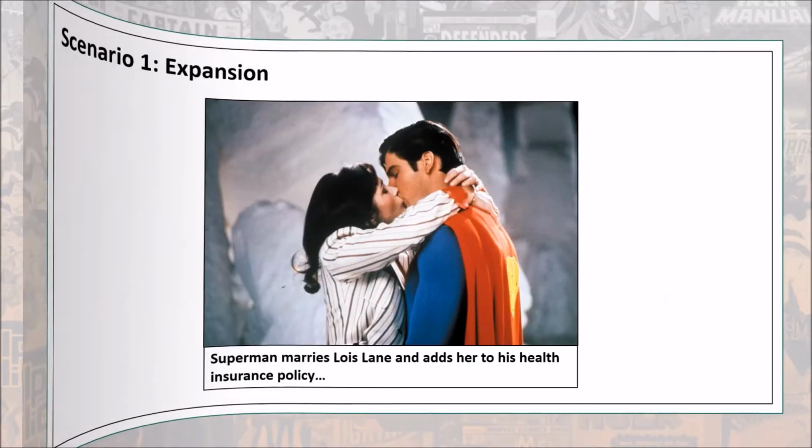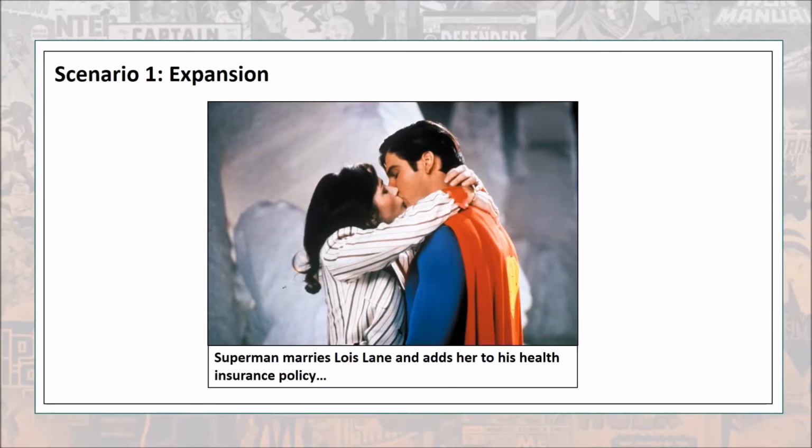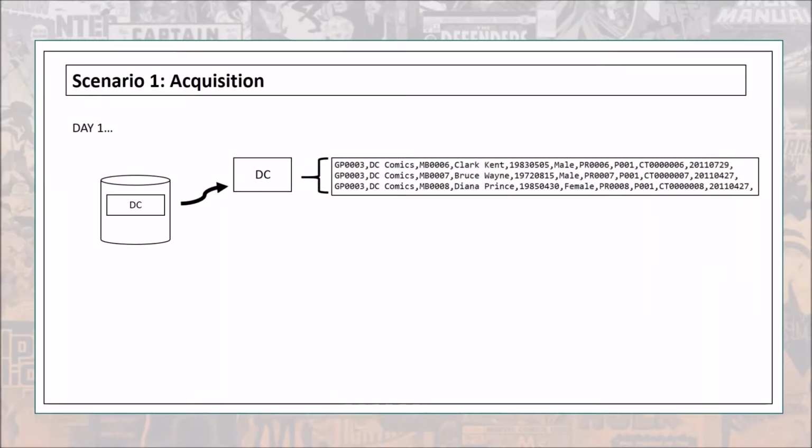So we'll go through some different scenarios. Superman and Lois Lane get married, and he adds her to his health insurance policy. So what would this actually look like? Well, in data terms, on day one, you could have data coming through from DC, where you have Clark Kent, Bruce Wayne, and Diana Prince.